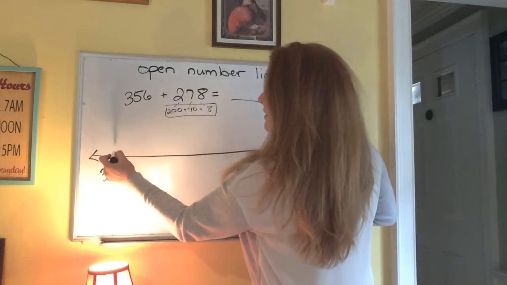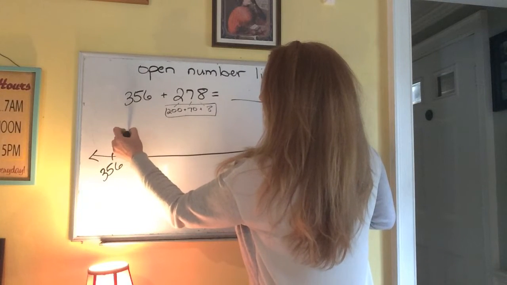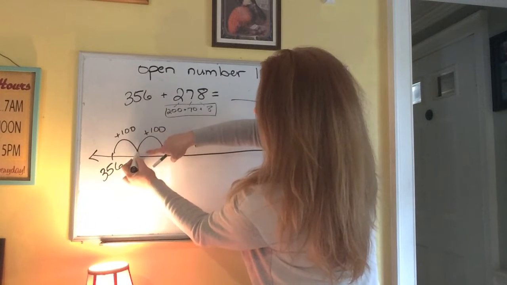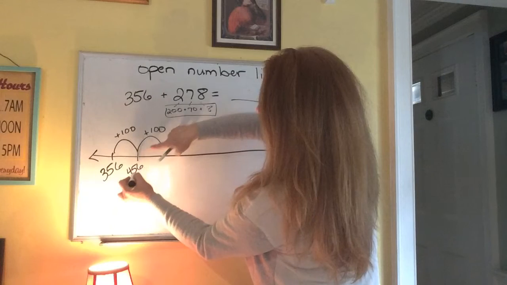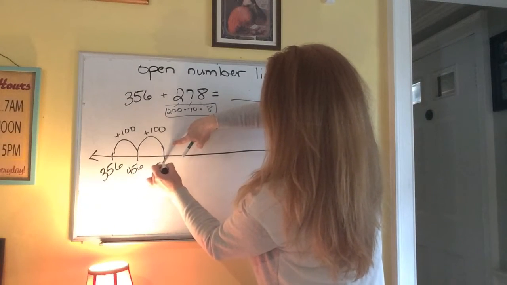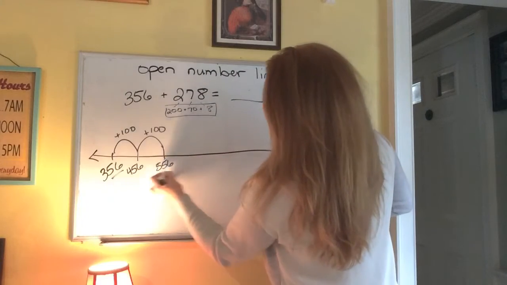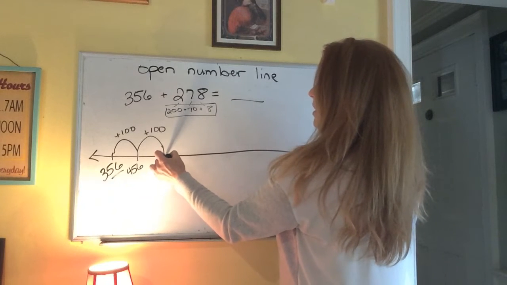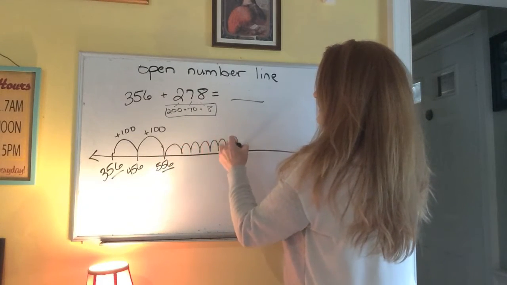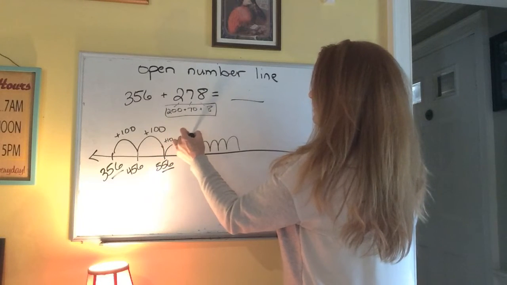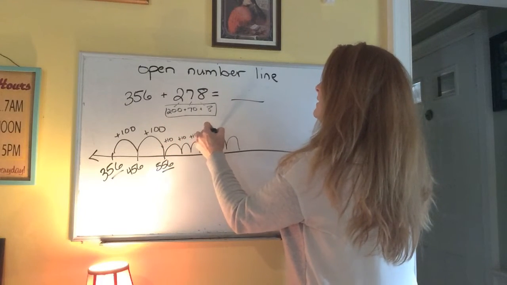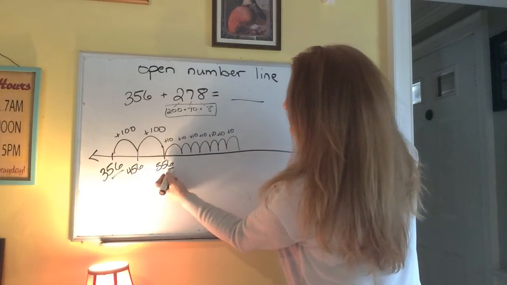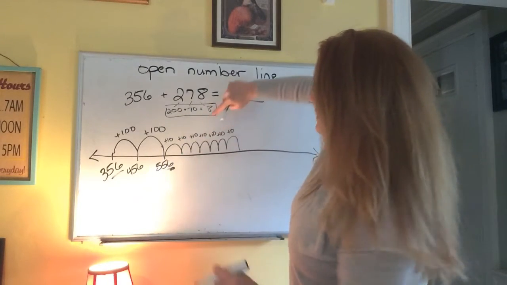So let's add our hundreds. 356 plus 200. So we add 100 first, 356 is 456, and another 100 is 556. Again, that 56 stays the same. Now we have to add 7 tens. 1, 2, 3, 4, 5, 6, 7. Plus 10, plus 10, plus 10, plus 10, plus 10, plus 10, plus 10. Let's watch and see. Our ones will definitely stay the same. Let's see about the rest, okay?